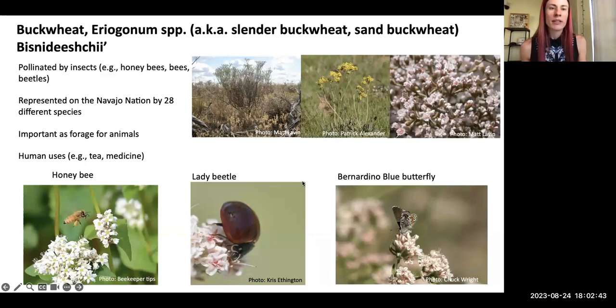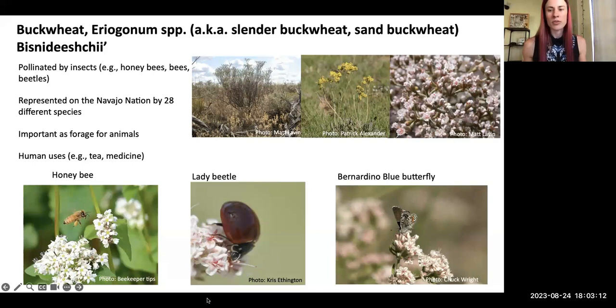Buckwheat is pollinated by insects like honeybees, bees, beetles, and there are lots of species of these plants in New Mexico. I think what I've seen is 28 species of this plant, and it has a lot of important uses, and it's really good for the landscape. It's an important plant for shelter and forage for animals, and has human uses as well.